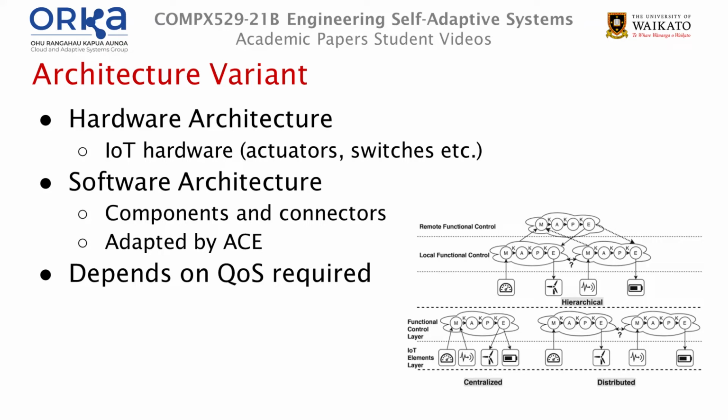The three main types of architecture variant are hierarchical, centralized, and distributed. Centralized generally takes in all data and makes decisions based on the collective data. Distributed has different functional control layers for each separate actuator that exists in the system, while hierarchical is distributed but has a central remote functional control which oversees everything.